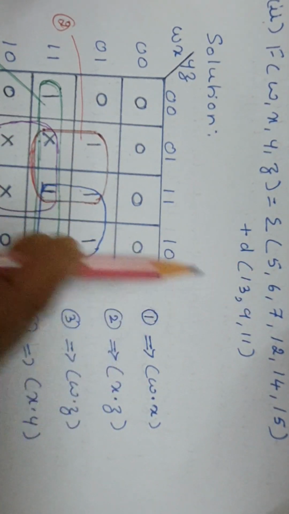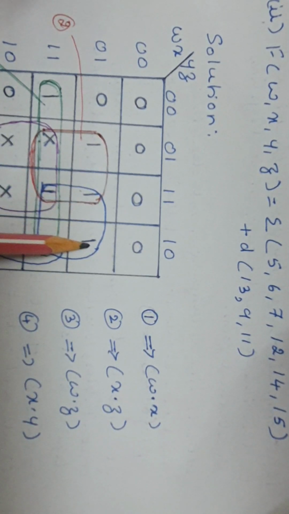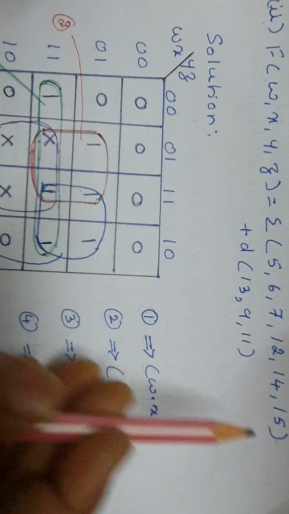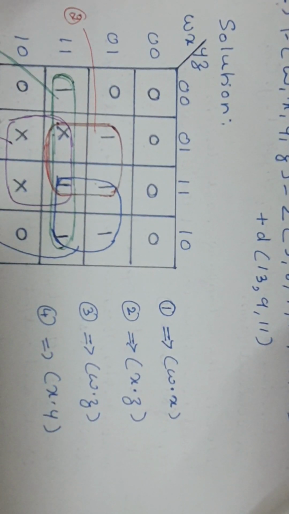Because those minterms are present in the given expression, they are written as 1 here. Then 12, 14, 15. So 12, 14, 15 in the sense, this is 8, 9, 10, 11, 12. This is, hence it is written as 1. Then 14, this is 13, this is 14, 15. Both are present, hence 1.